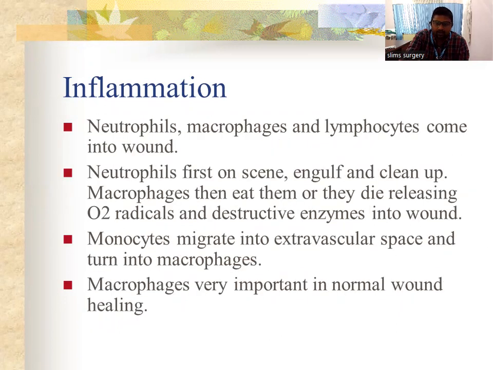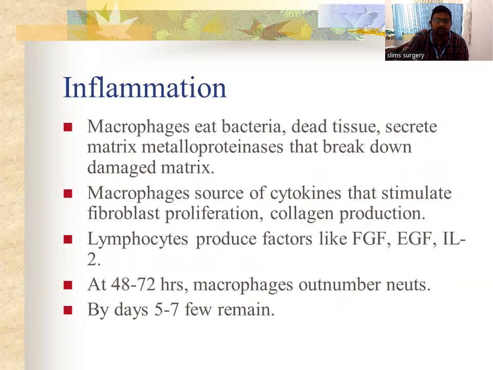So neutrophils, macrophages and lymphocytes: these three components will be in the wound. Neutrophils are first on the scene, engulf and clean up, and then die, releasing free radicals and destructive enzymes into the wound. The monocytes migrate into the extravascular space and turn into macrophages. Macrophages are very important in the normal wound healing process. Macrophages eat bacteria and dead tissue, and metalloproteinases will break down the damaged matrix.